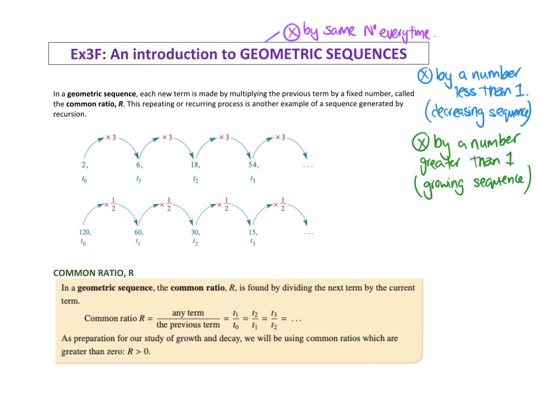So let's just go through this. In a geometric sequence, a new term is made by multiplying the previous term by a number. So if you multiply it by a number greater than 1, it'll grow. If you multiply it by a number less than 1, it will get smaller. And that multiplying number is called the common ratio. We'll just highlight that and write: this is the multiplying number.